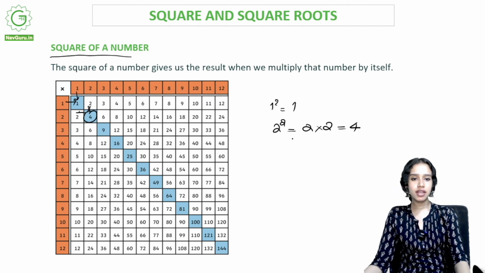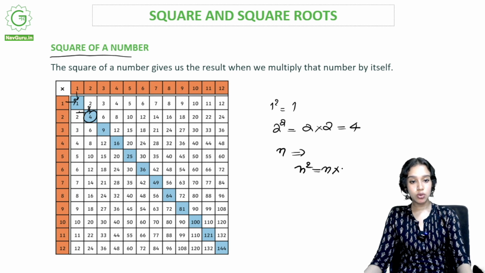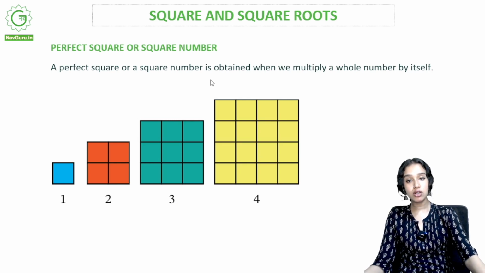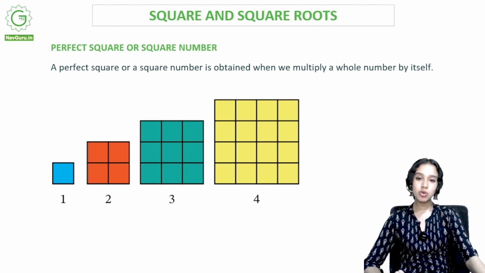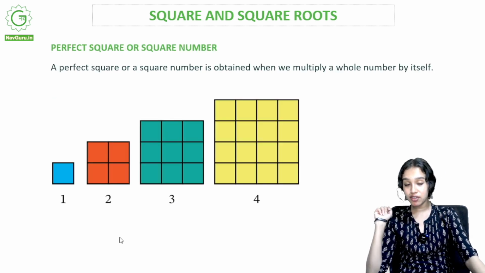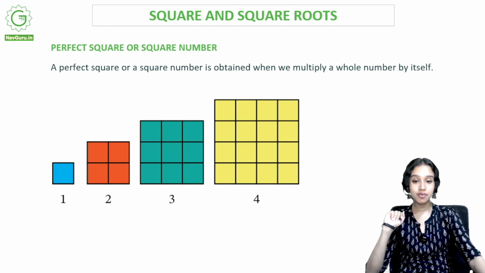In the same way, if we have a number n, then n square would be equal to n into n. Now we have the concept of a perfect square or square number. A perfect square or a square number is obtained when we multiply a whole number by itself. So this is what we explained about the square here. You will get to the point of it when we are talking about square roots.